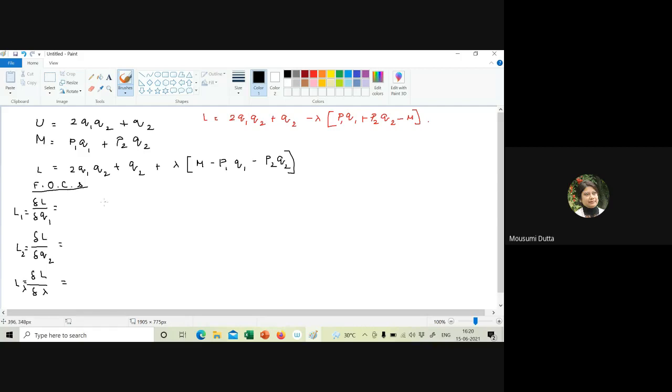So what will be L1? It will be 2Q2 minus lambda P1 equal to 0. Very good. What will be L2? 2Q1 plus 1 minus lambda P2. This is equation number 1, and this is equation 2.